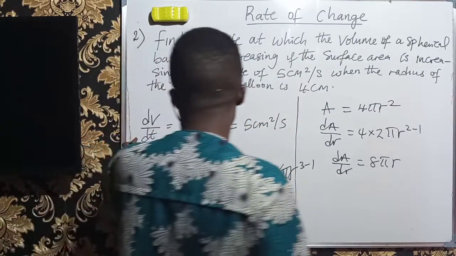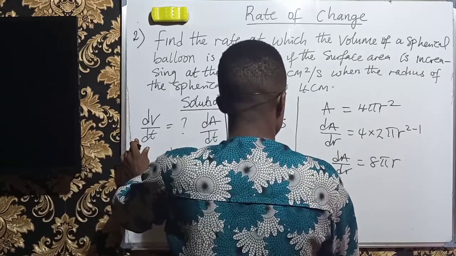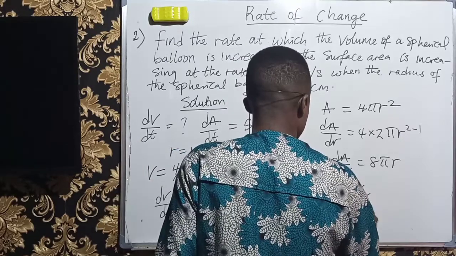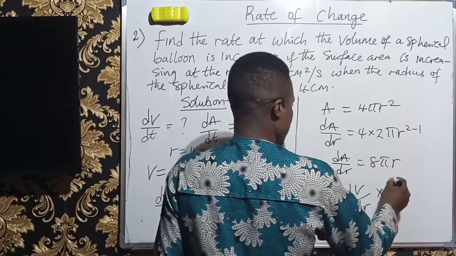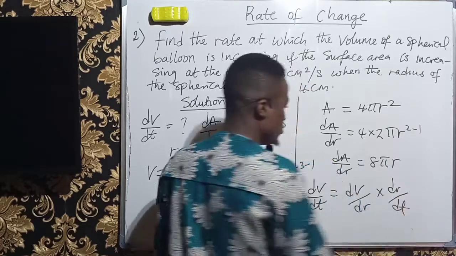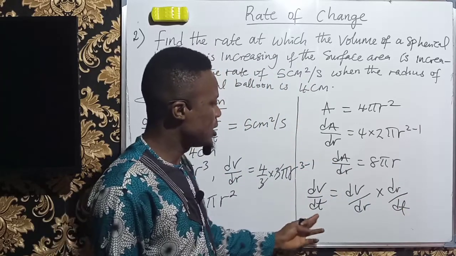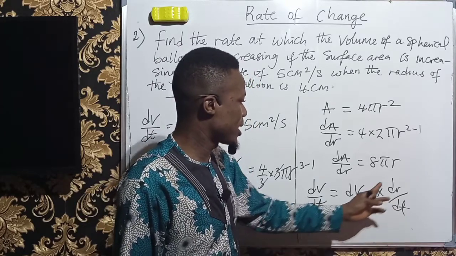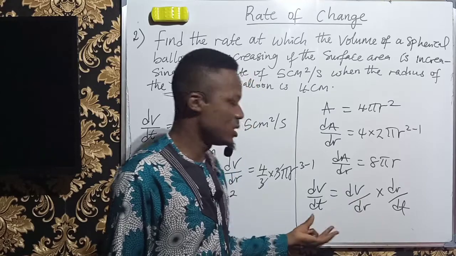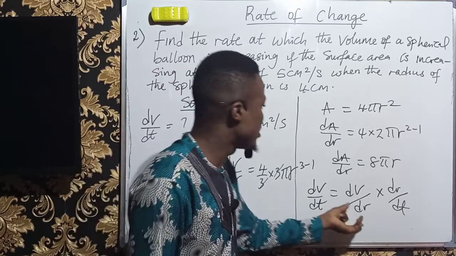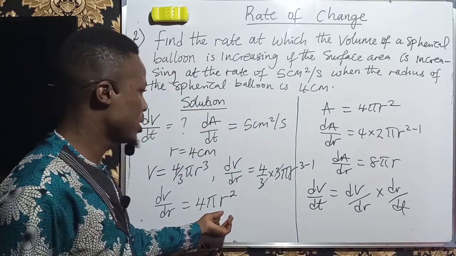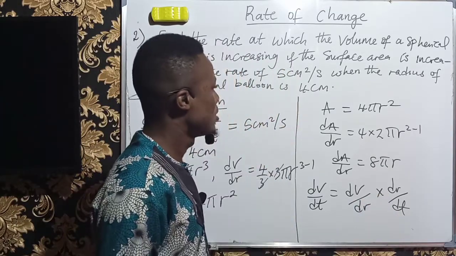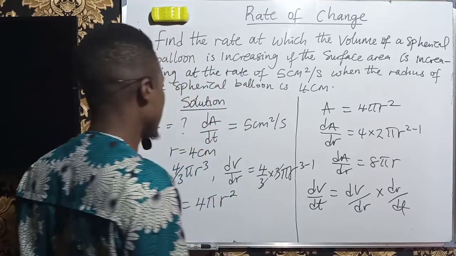What are we looking for? dV dt. So dV over dt is the same thing as dV over dr times dr over dt from the chain rule. This is just the formula. dV dt is dV dr times dr over dt, such that dr can cancel dr. We are left with dV over dt, as you can see here. But we have our dV dr as 4 pi r squared, but we don't know dr over dt, so we need to get dr over dt. So let's wipe off here and get dr dt.